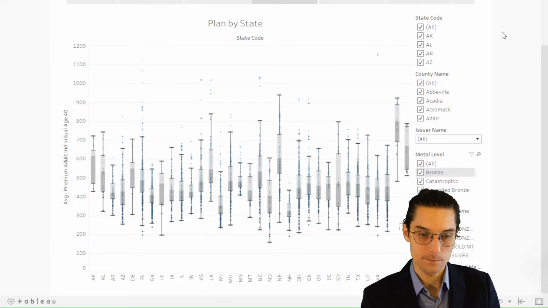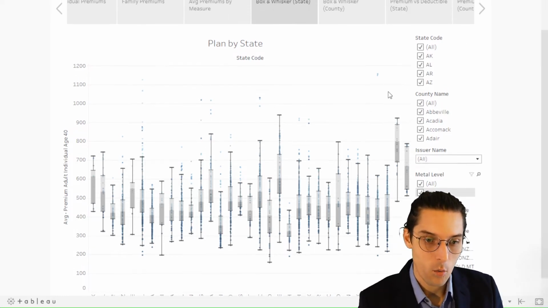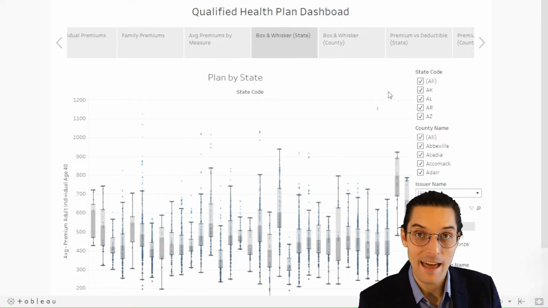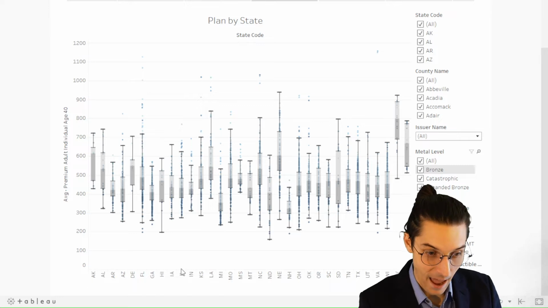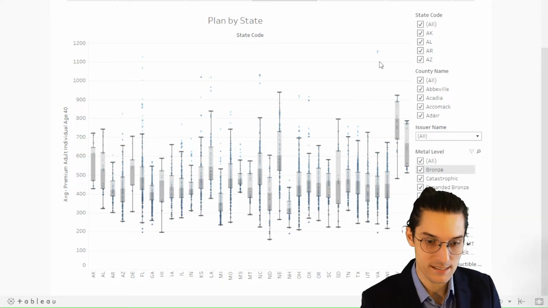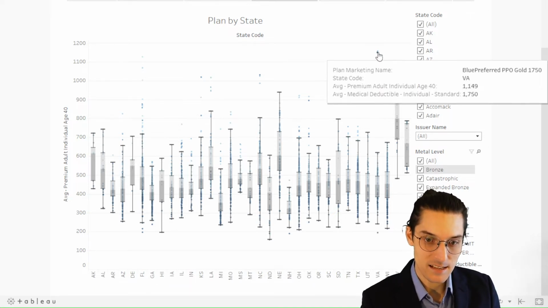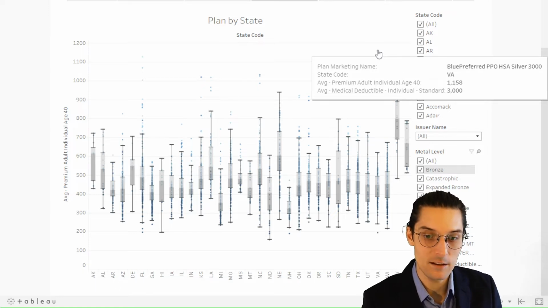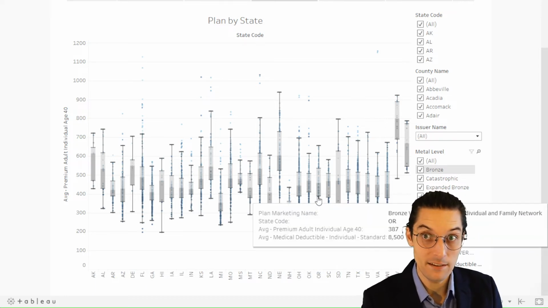So to give you an example of how this works, we are looking at a Box and Whisker chart where we are taking a look at the qualified health plans by state. For all the qualified health plans for states within this data set, you can take a look by every state and see how many plans there are within each state. You can also look to see which ones have outliers. Because every single plan in this set has a specific dot for each plan, you can take a look at individual plans and see where they lie within the given visualization.